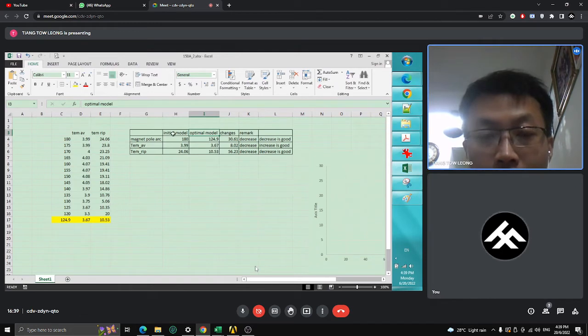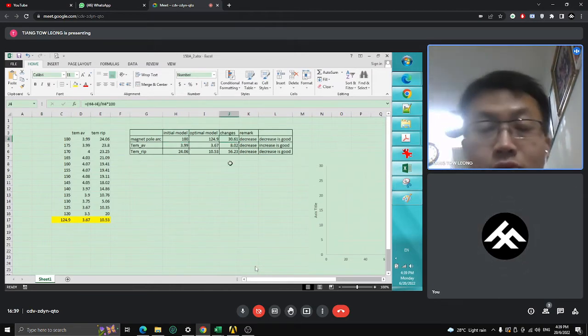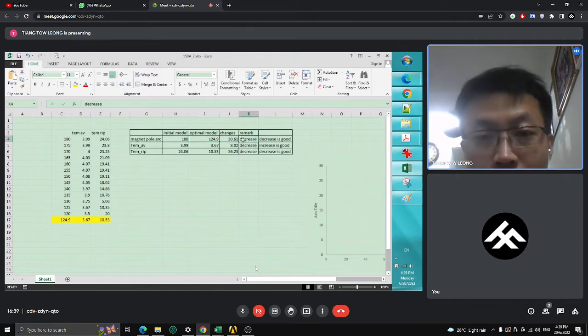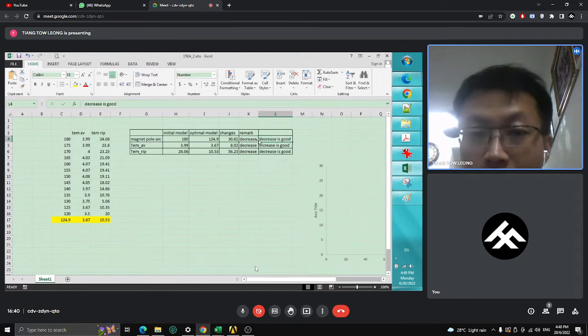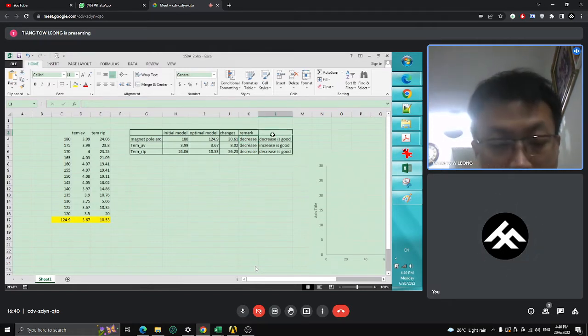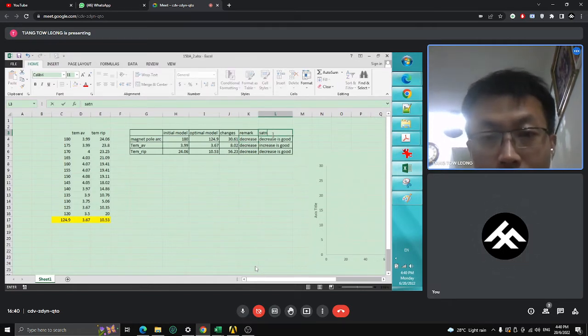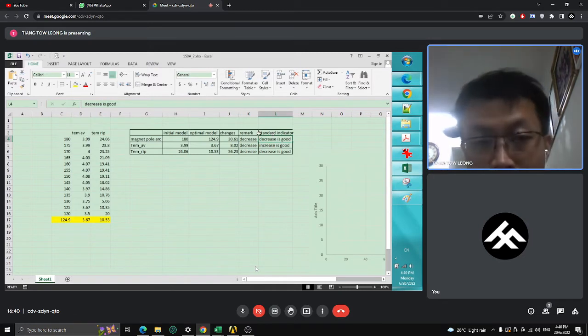So which means if let's say we do not get the optimal model, we directly build this model, then we will waste about 30%. If let's say we build this model, then it has been decreased about 30%. So it's good for us, because the permanent magnet usage has been decreased. So for this indicator, we call it the standard indicator, decrease is good for this one.